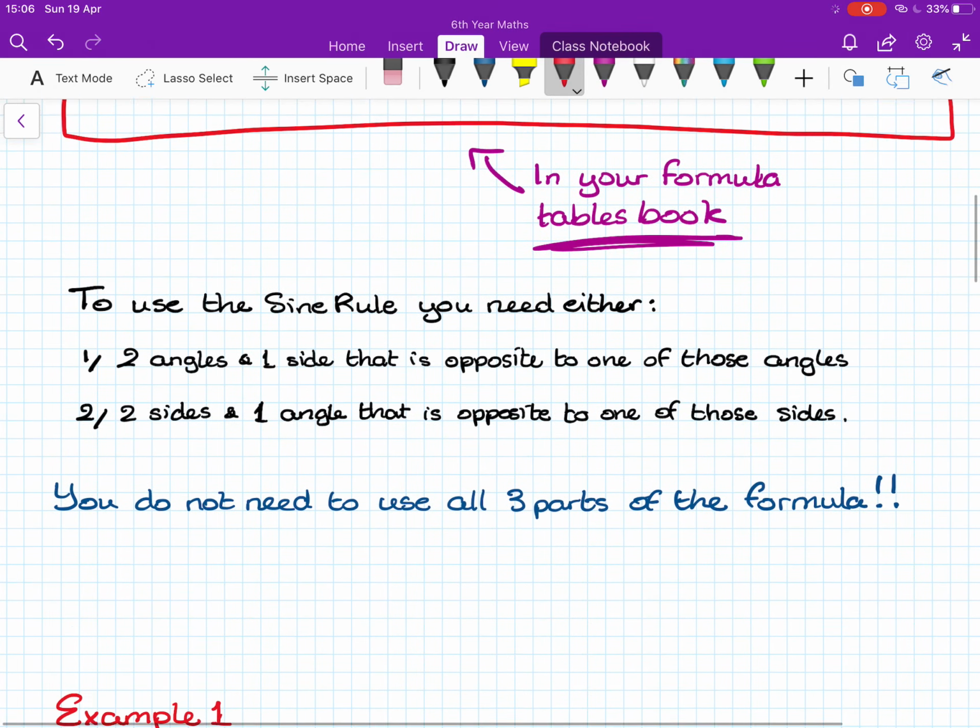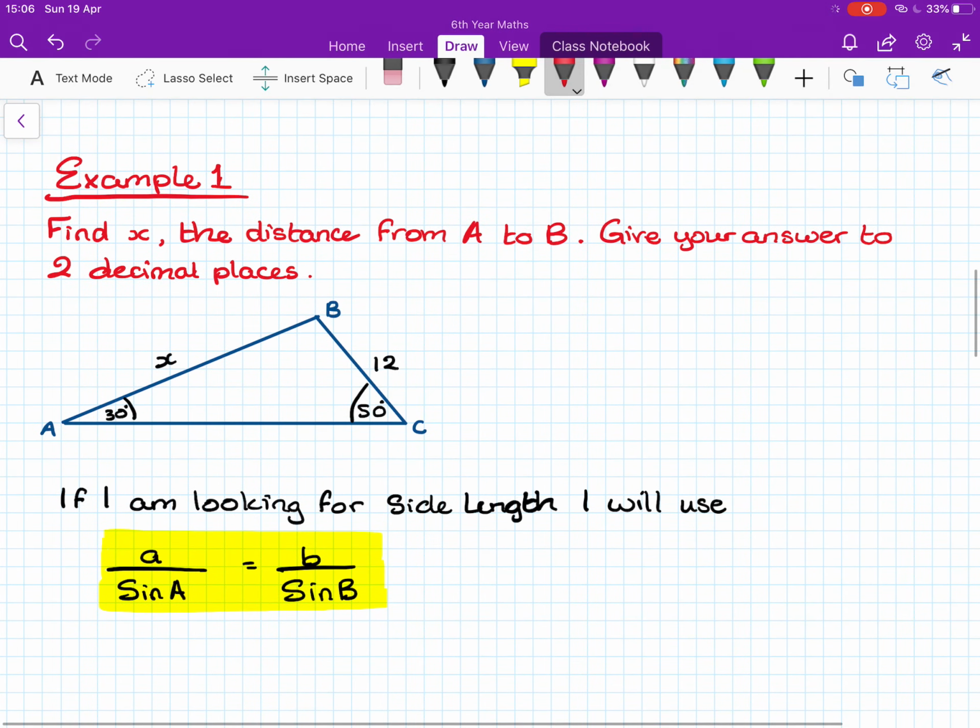So we're going to have a look at 2 examples. The first example is one that's looking for a side length. This is where we're using the first part of the formula as I've written out here: a over sine A is equal to b over sine B. We've been given 3 pieces of information. We've been given one of the angles, 30 degrees, another angle, 50, and a side length of 12, and obviously our x, which is the distance we don't know.